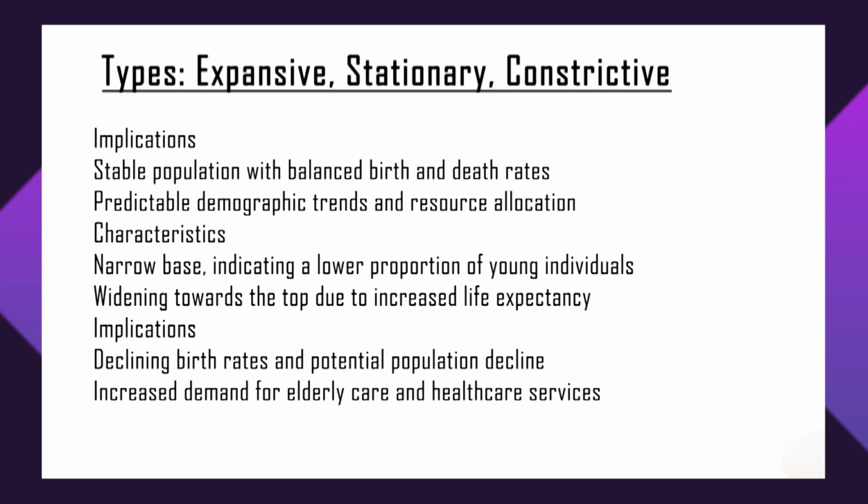Another one is the stationary pyramid. In the stationary pyramid, the shape is regular, with relatively uniform width across the age groups. What is its implication? It is a stable population with balanced birth and death rates. These have predictable demographic trends and resource allocation.